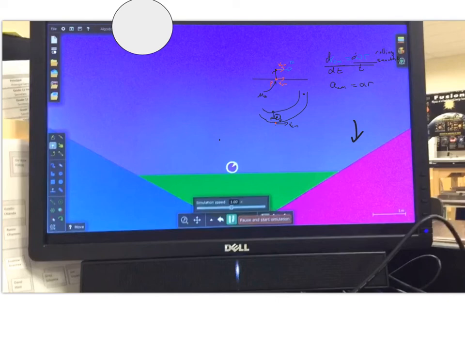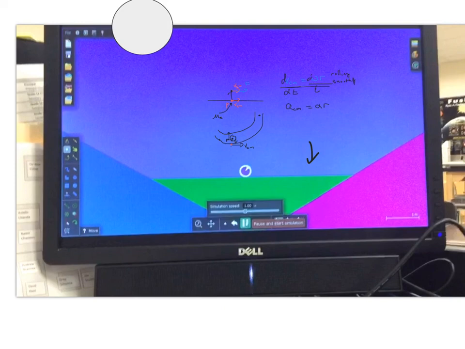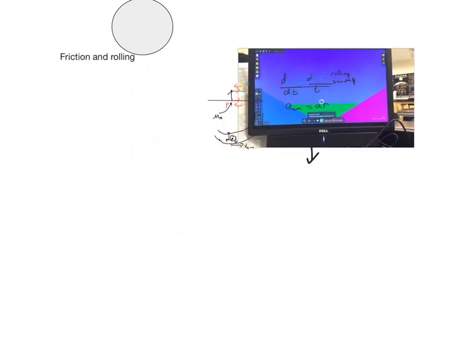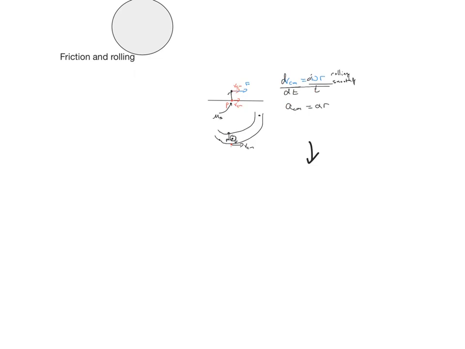If we need to see that, I'll put that up on the computer, because I don't have this program on the iPad. All right. So maybe we need to see that. So I'm going to end this one.